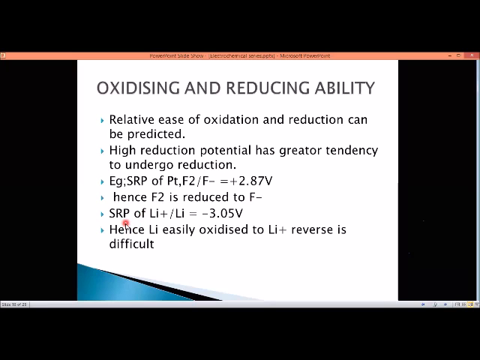On the other hand, let's take the SRP, that is standard reduction potential, of Li positive / Li. Again, Li positive is what? Lithium ion in the aqueous solution, and Li is what? Your metal. There is a phase difference from liquid to solid. What is the SRP here? It is minus 3.05 volts. Compared to this, you can see the value is very less. Here it was positive and here it is what? Negative. Since it has a very low value, we can say that lithium is very easily oxidized to Li positive. And the reverse, Li positive getting reduced to lithium, will become very difficult. So such oxidizing and reducing abilities can also be studied with the help of the electrochemical series.